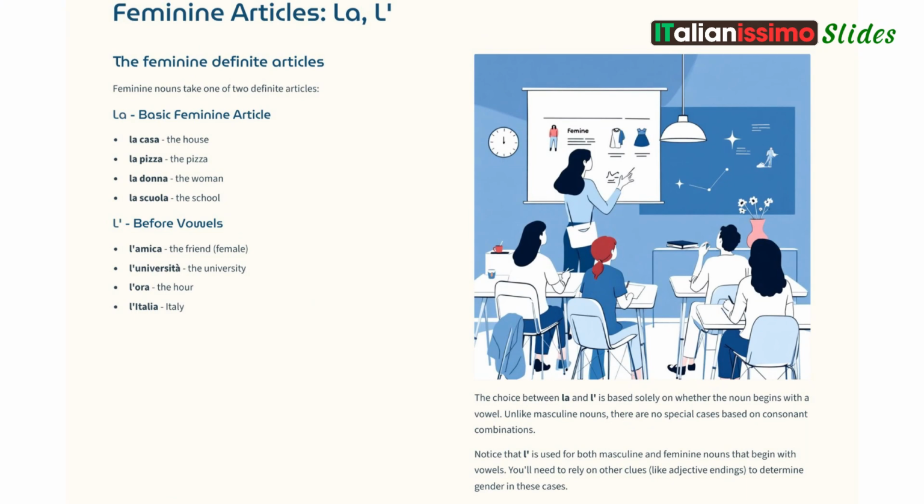Feminine articles: la and l apostrophe. La is the basic feminine article, like la casa, la pizza, la donna, la scuola. L apostrophe is used before vowels, like l'amica, l'università, l'ora, l'Italia. Note, L apostrophe is used for both masculine and feminine nouns that begin with vowels. Rely on other clues, for example, adjective endings, to determine gender in these cases.